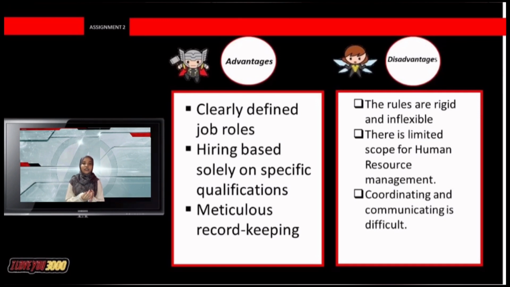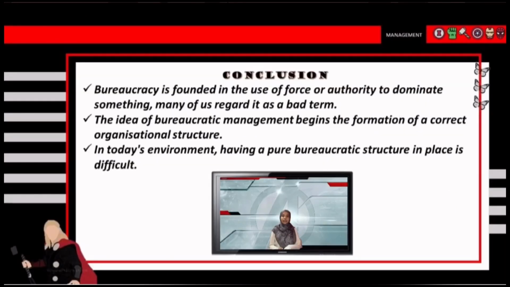Next, the disadvantages of the elements of bureaucracy by Max Weber are that the rules are rigid and inflexible. Then, there is limited scope for human resources management. After that, coordinating and communicating is difficult. In conclusion, bureaucracy is founded in the use of force or authority to dominate something. Many of us regard it as a bad term. The idea of bureaucratic management begins the formation of a correct organizational structure. In today's environment, having a pure bureaucratic structure in place is too difficult.